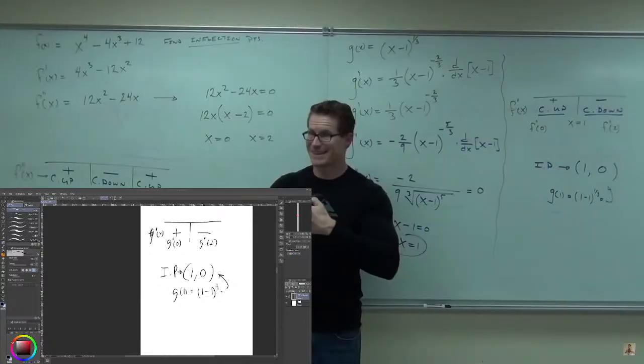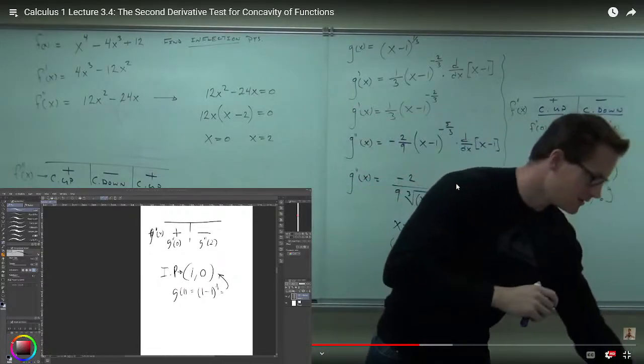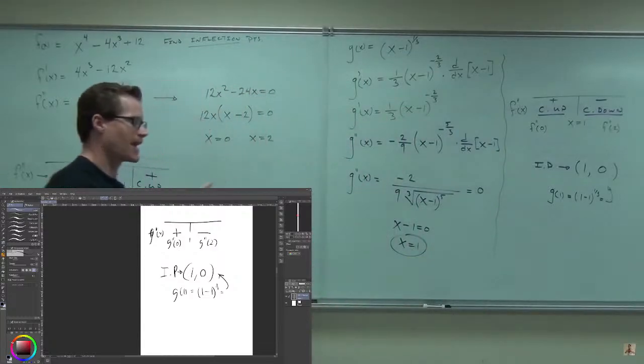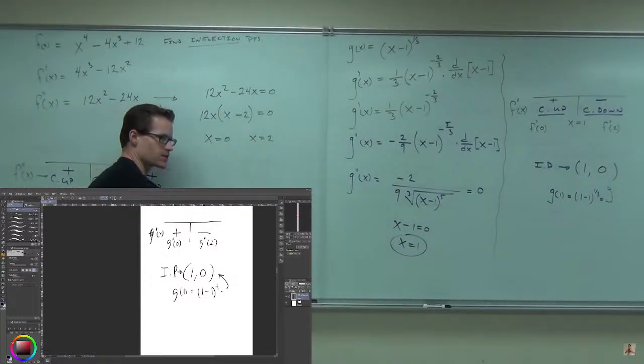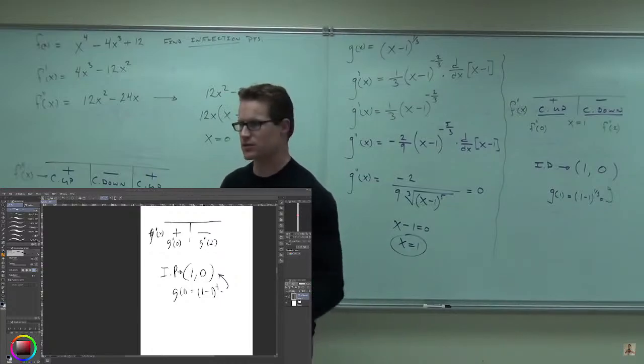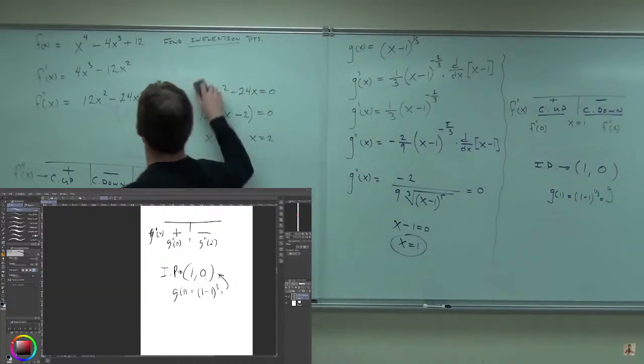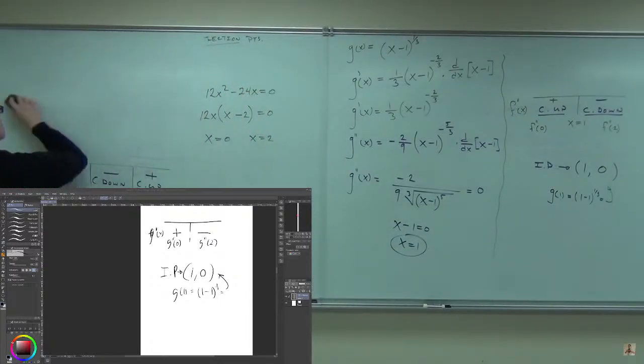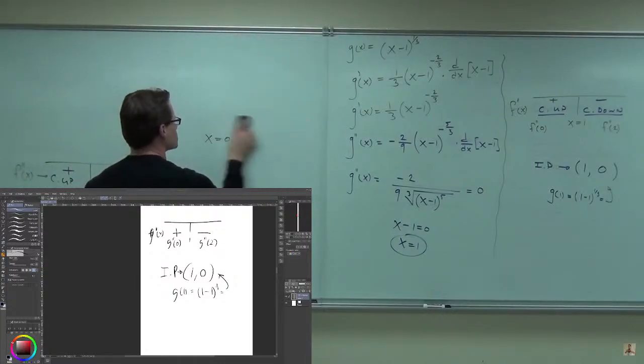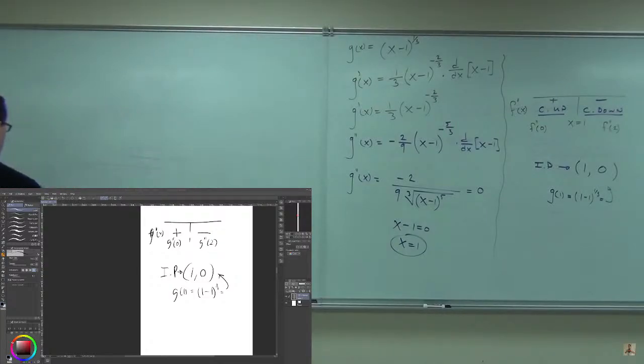You ready to put it together? Let's do both the first and the second derivative test on this next function and see what it actually means. It's going to be kind of interesting to you. First and the second.